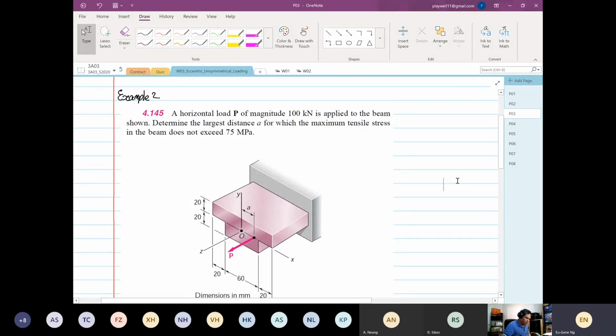100 kilonewton is applied to the beam. Determine the largest distance A for which the maximum tensile stress in the beam does not exceed 75 megapascal.